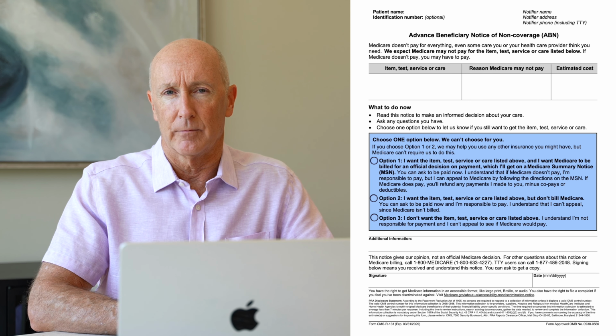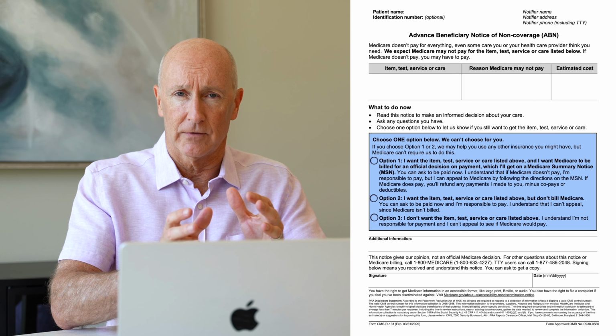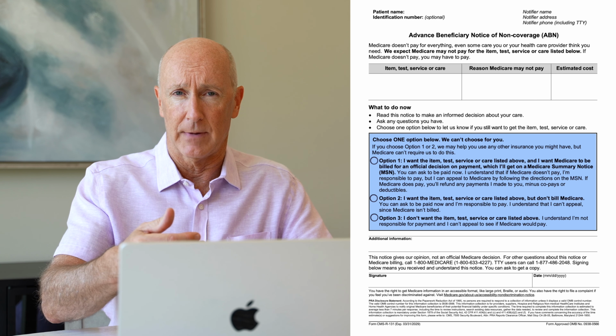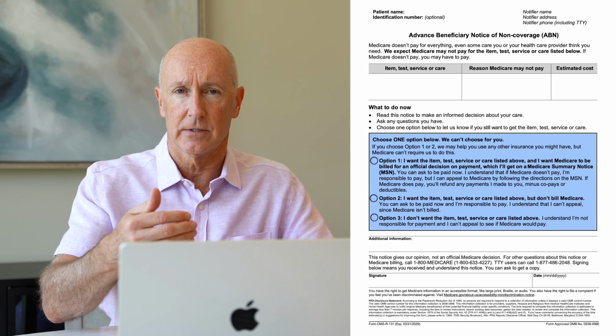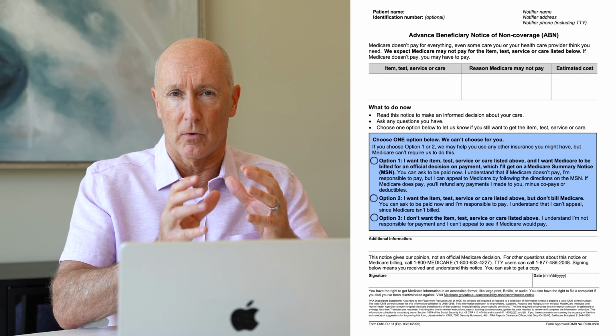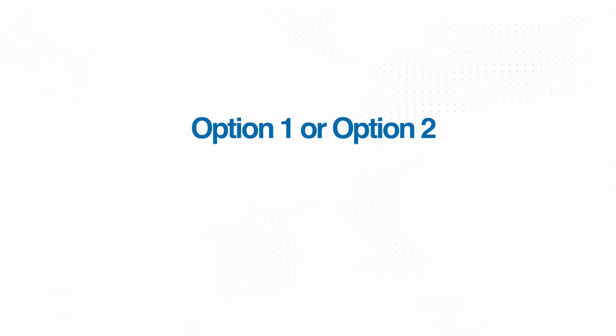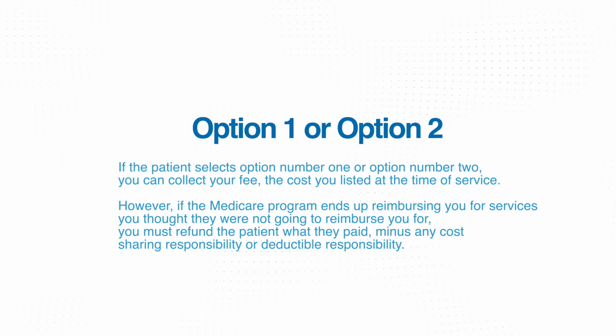If they choose option number 2, they still say they want the service or item or items that you expect Medicare not to pay for, and they believe you. They believe you that Medicare will not reimburse for those services, and you don't have to bill that CPT code or codes on the claim form. Now, if the patient selects option number 1 or option number 2, you can collect your fee, the cost you listed at the time of service. However, if the Medicare program ends up reimbursing you for services you thought they were not going to reimburse you for, you must refund the patient what they paid minus any cost sharing responsibility or deductible responsibility.